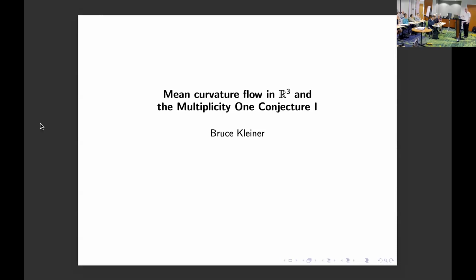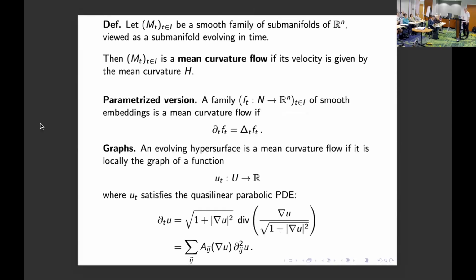So I'm going to be talking about mean curvature flow, mostly restricting to the case of surfaces in R3. When I get to the new results, this is joint with Richard. Let me just start with some definitions. Of course, Brian already covered some of this yesterday, but let me go over this quickly.